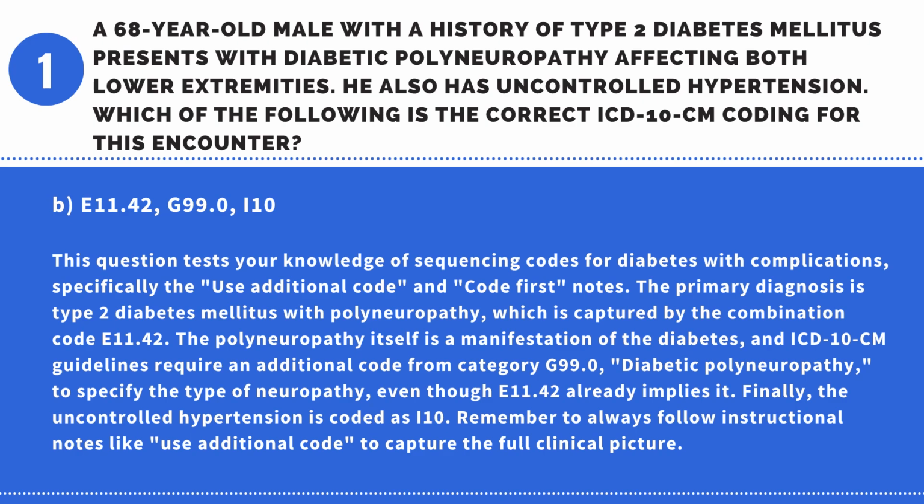The polyneuropathy itself is a manifestation of the diabetes, and ICD-10 CM guidelines require an additional code from category G99.0, diabetic polyneuropathy, to specify the type of neuropathy, even though E11.42 already implies it. Finally, the uncontrolled hypertension is coded as I10. Remember to always follow instructional notes like use additional code to capture the full clinical picture.